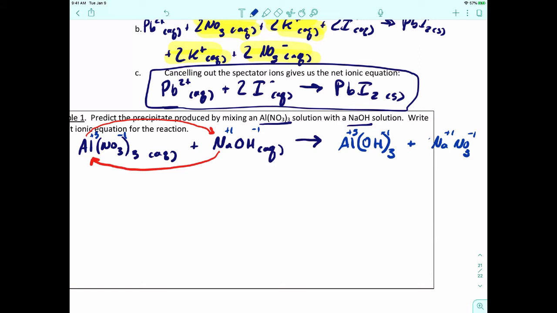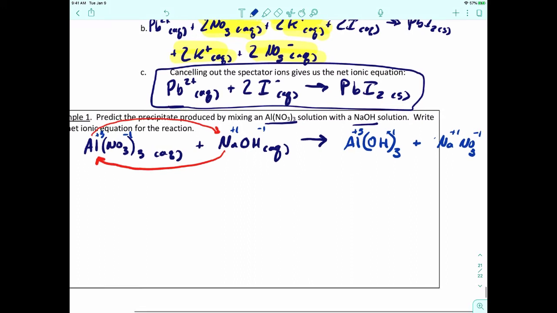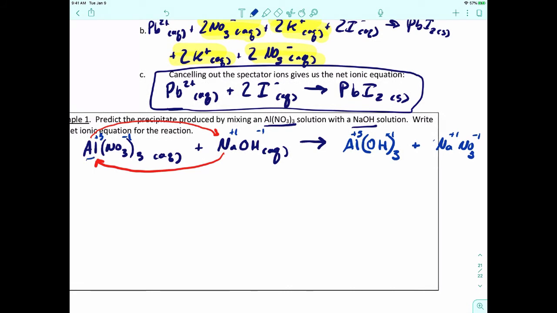All right. So before we do anything else, let's also make sure that this is balanced. Okay, so you've got 1 aluminum on the left, you've got 1 aluminum on the right, you've got 3 nitrate ions on the left, you've got 1 on the right, so this has to be a 3 in front of the sodium nitrate. So you've got 3 sodiums over here on the right. You've got 1 on the left, so you have to put a 3 in front of that. So that way you get 3 hydroxides, and we're balanced. All right, so now we've got a balanced chemical equation.